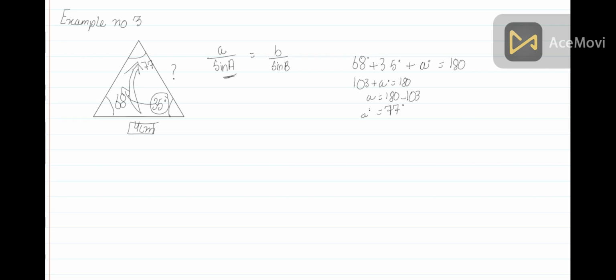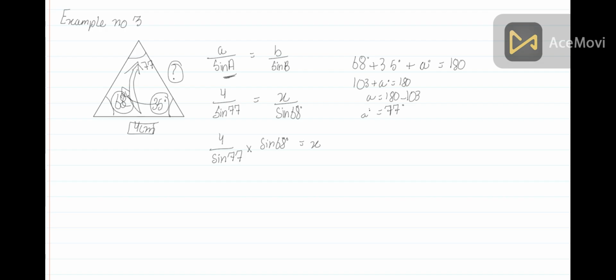Now just plug the values into the formula, that is 4 upon sine 77, and this length is unknown because you have to find out this length. So this length is considered as x, and its opposite angle is 68. So sine 68 degrees. Now just 4 times sine 77 times sine 68, which is equal to x.